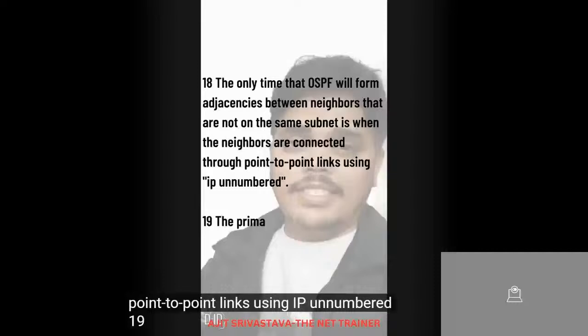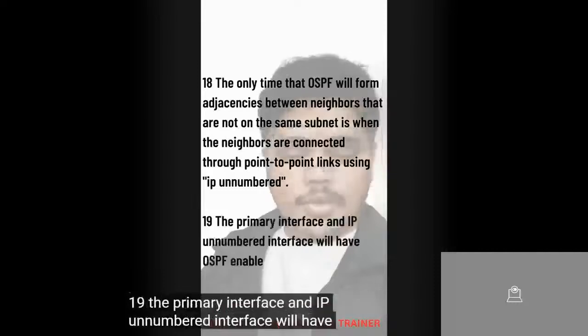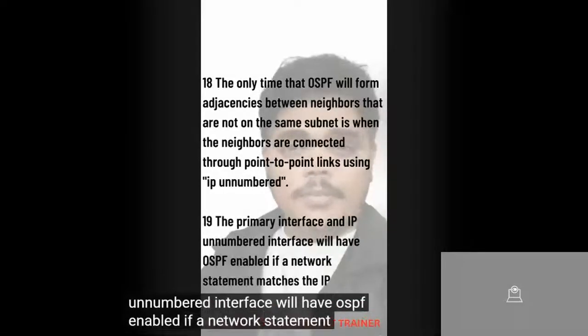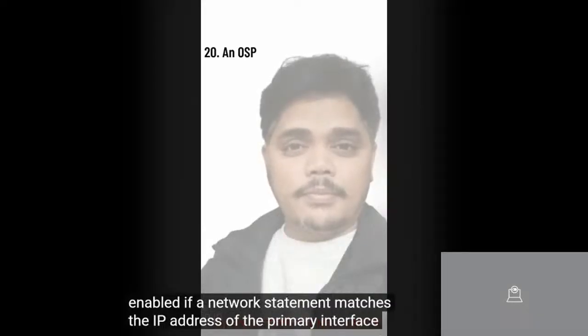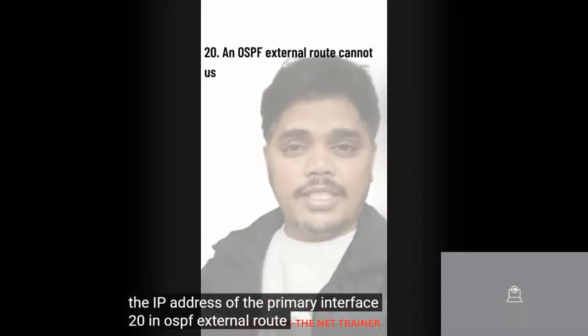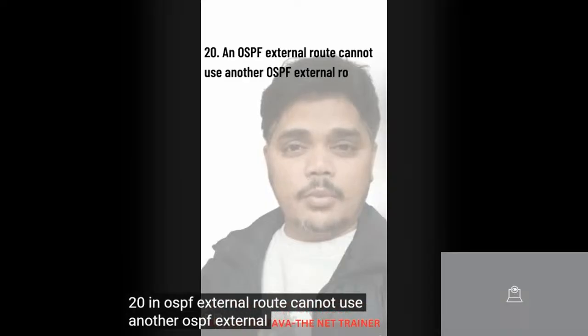19. The primary interface and IP unnumbered interface will have OSPF, and the network statement matches the IP address of the primary interface. 20. An OSPF external route cannot use another OSPF external route as its next hop.